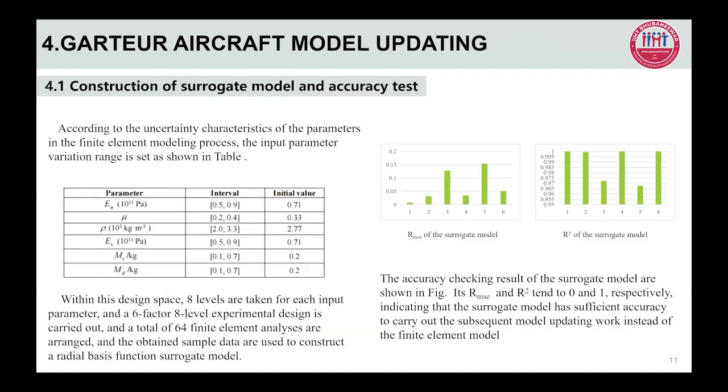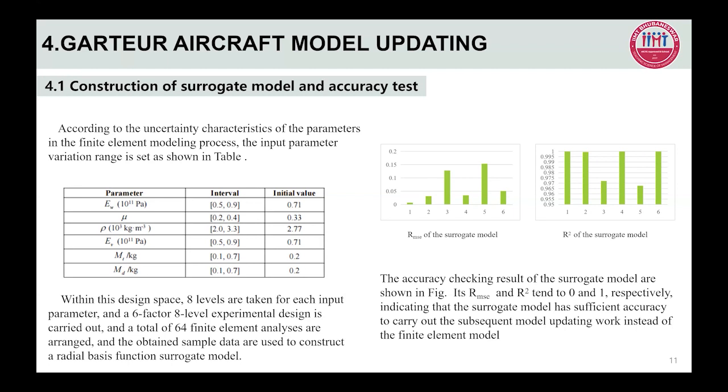According to the uncertain characteristics of the parameters in the finite element model processes, the input parameter variation range is set as shown in the table. Within this design space, 8 levels are taken for each input parameter, and a 6-factor 8-level experimental design is carried out, and a total of 64 finite element analyses are arranged, and the obtained sample data are used to construct a radial basis function surrogate model.